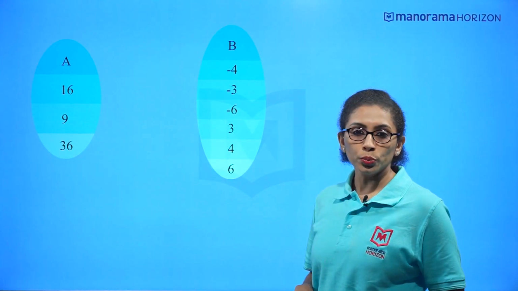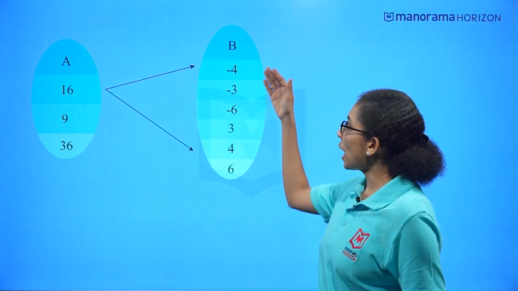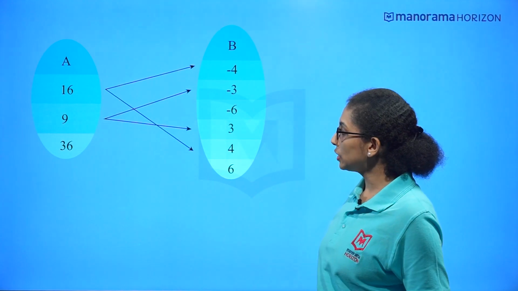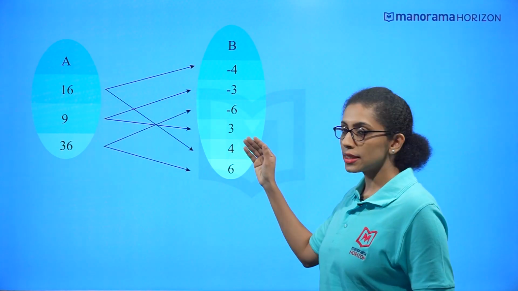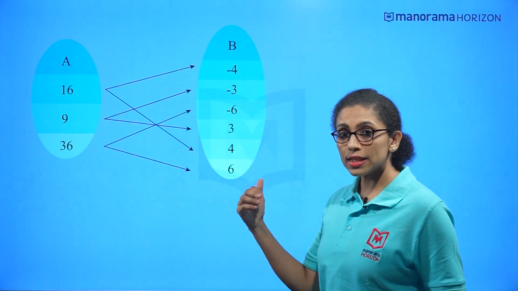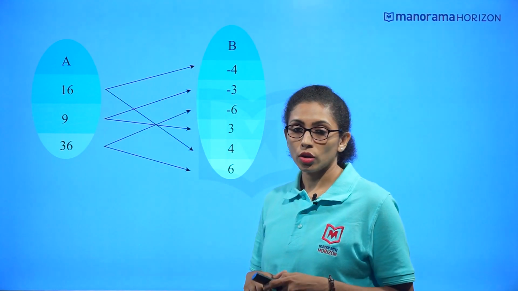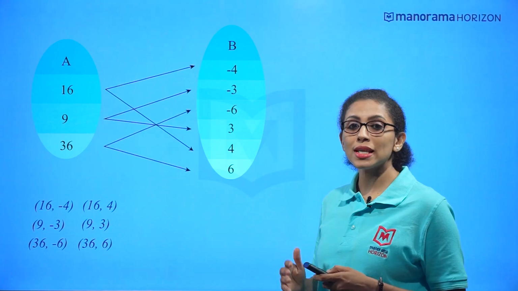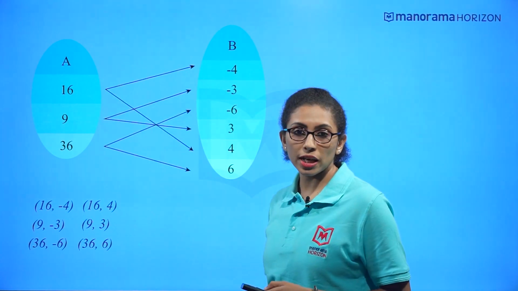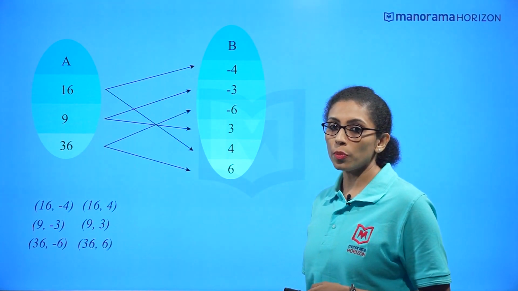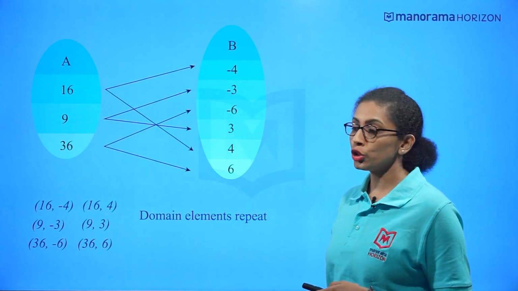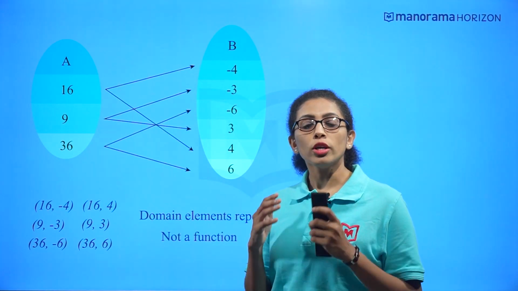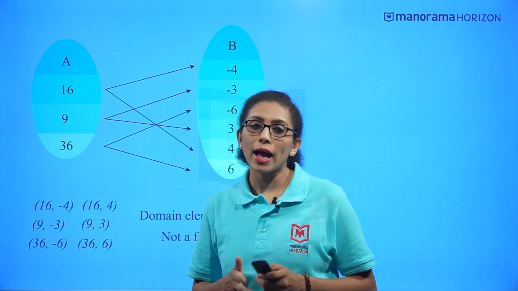Refer figure 2. 16 to minus 4 and 4, 9 to minus 3 and 3, 36 to minus 6 and 6. Is this relation a function? No, right? Why? Here the domain elements have multiple images, which is not possible for a relation to be a function. Next, we will discuss real functions and real valued functions.